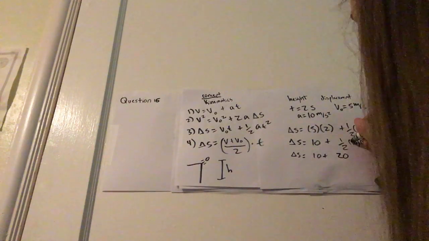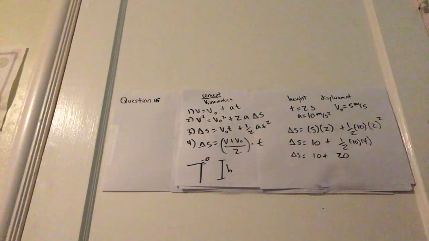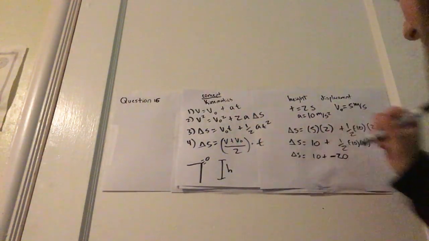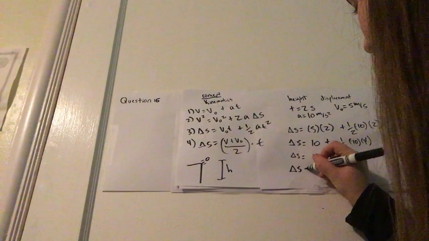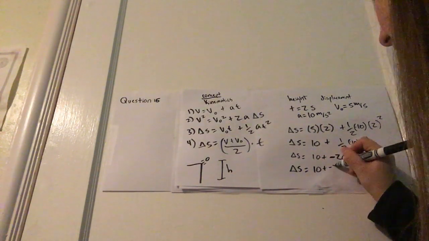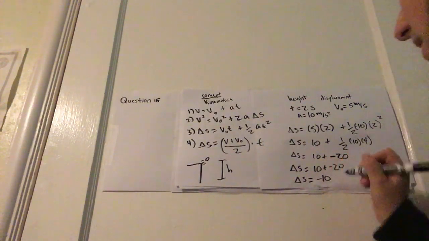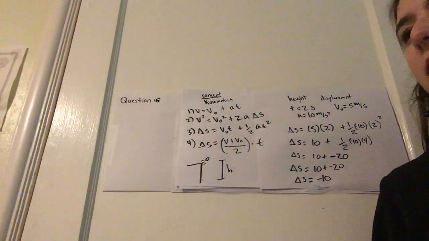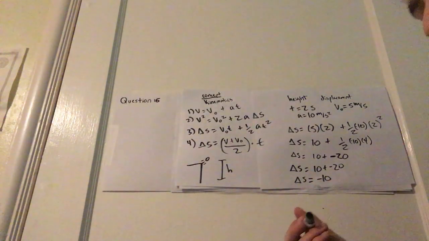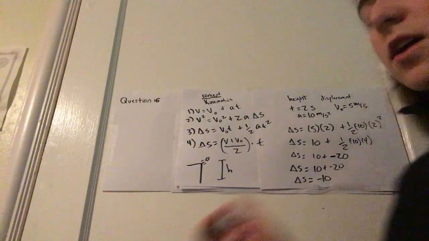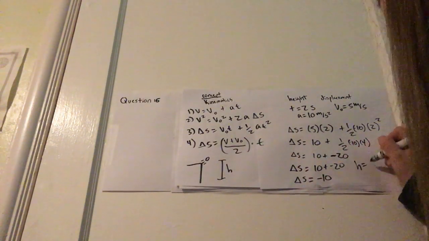And I forgot to put that this is negative 10 because it is accelerating downward, so we're about to put that in. So this is actually going to be negative here. And then delta s is equal to 10 plus negative 20. Delta s is equal to negative 10. And since we're just looking at displacement, what is the height, we're looking at the height, which can't be negative height. So we know that the height is going to be 10 meters, which is B. So the answer to 16 is B.